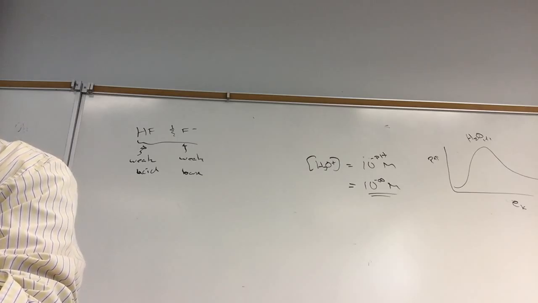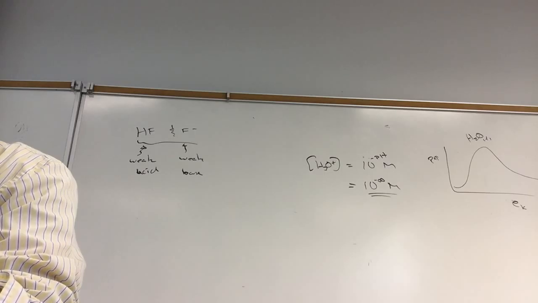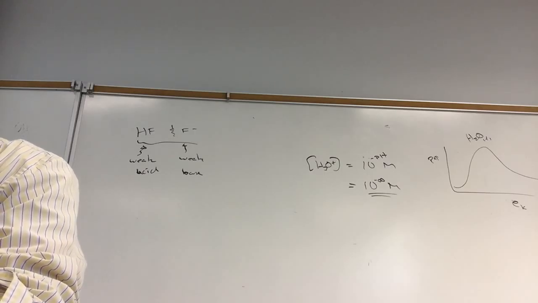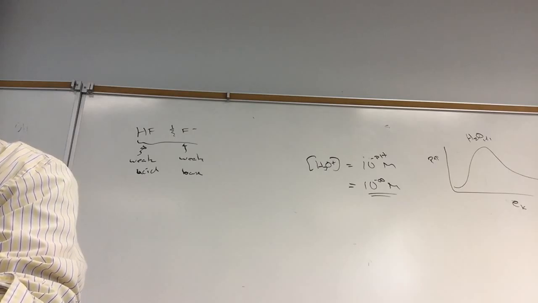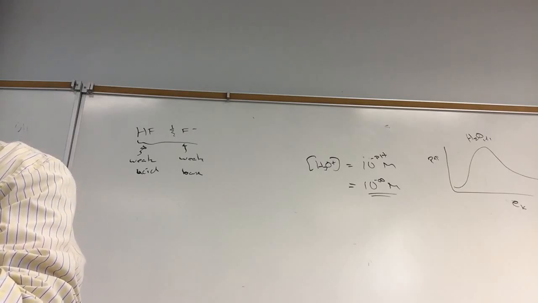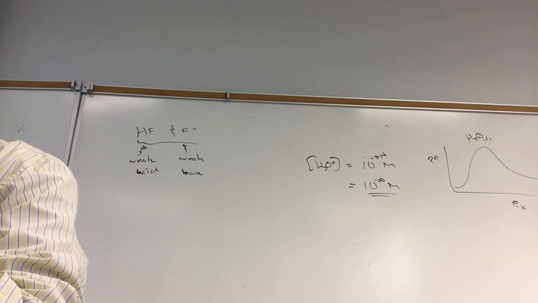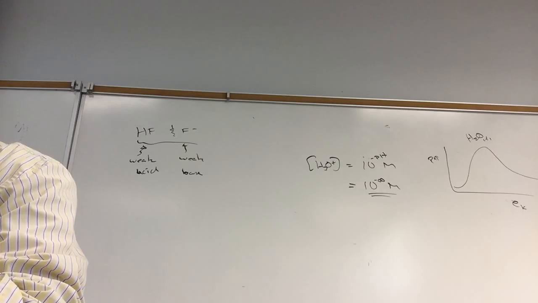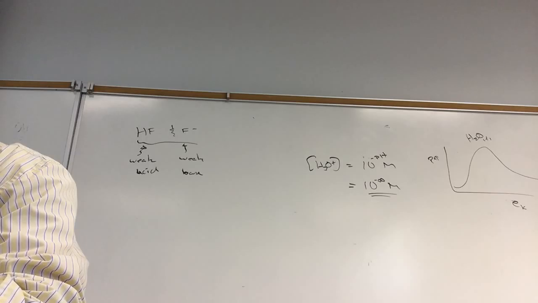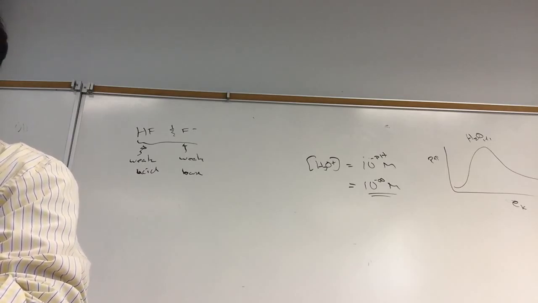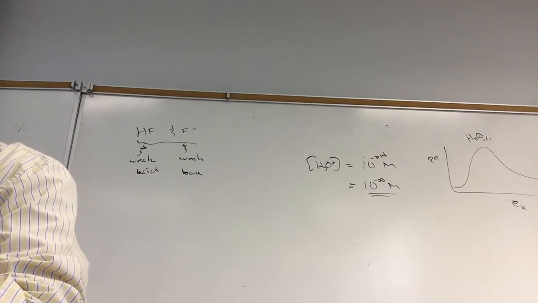Chapter 17 deals with acid and base mixtures. And so we're going to look at different mixtures of acids and bases. The first mixture we're going to look at is the most complicated mixture, and that would be a mixture of a weak acid with a weak base.